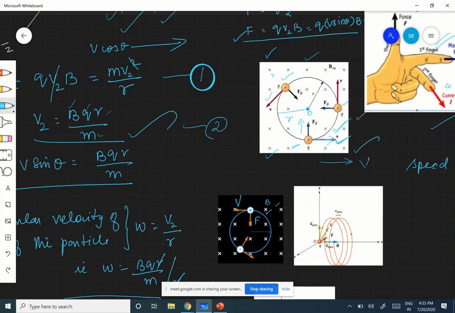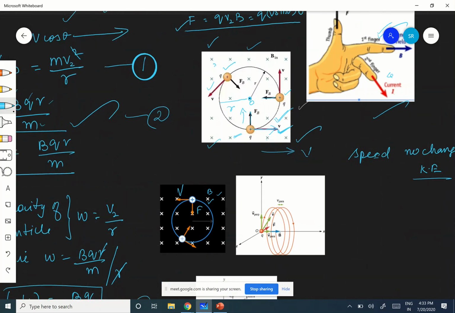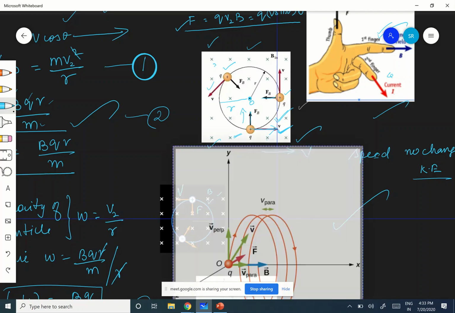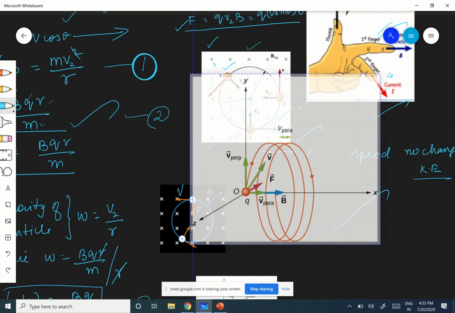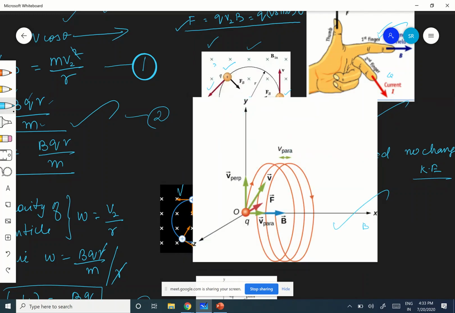Okay. Right. With that, we will go to our case now. See here, let me nicely zoom it. Here, it is similar to our case. B is in this direction, V perpendicular is here, V parallel is here, and this is the direction of V, and that makes an angle theta with the field.